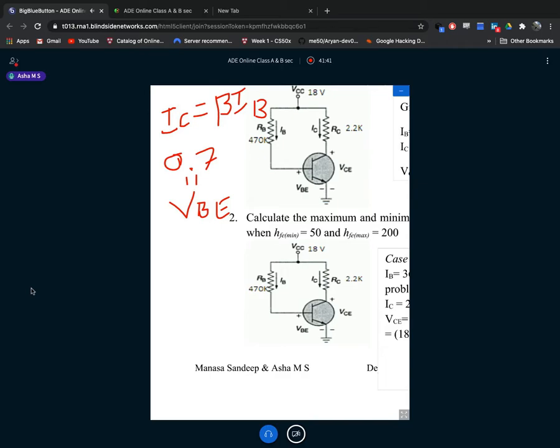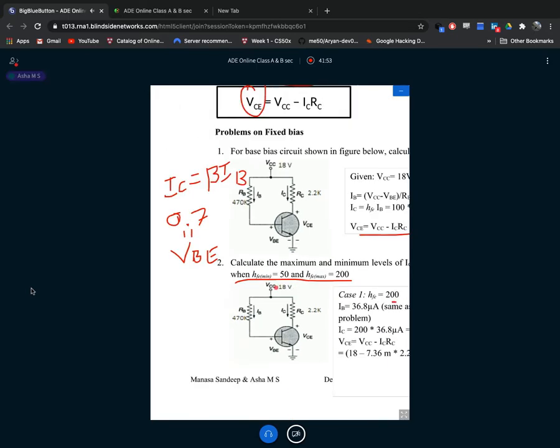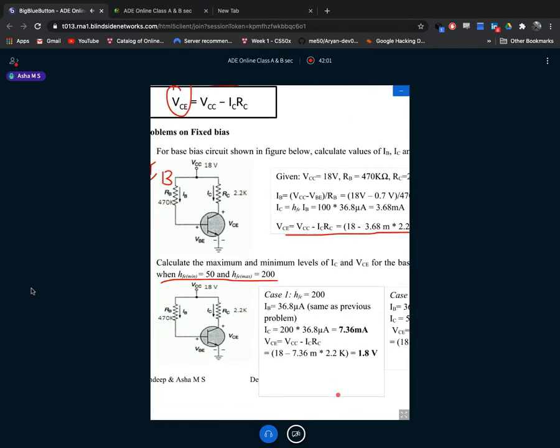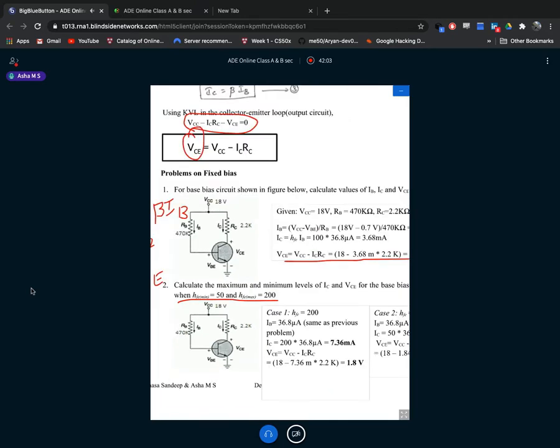Those who have not understood can take a picture of whatever I'm displaying now. You can use the formula. Just substitute those values into the formula and solve, that's it.